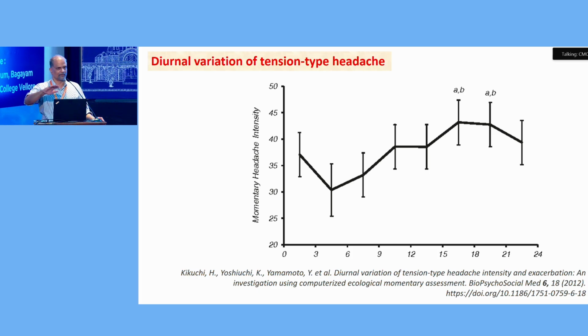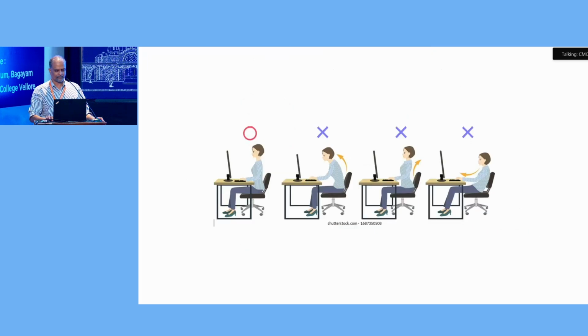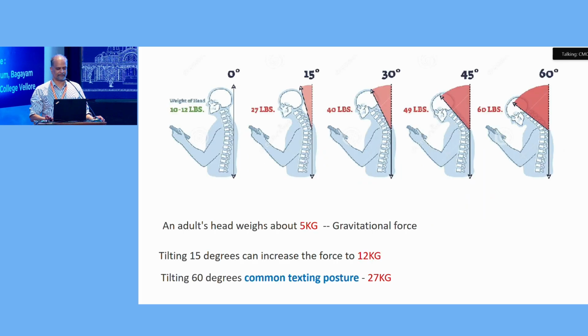That is, as the day progresses, the headache will increase, especially towards the evening. And the second clue is, if you palpate their scalp and the back, they can have tender spots, which can be easily palpated using your index and middle finger. Tension type headache is basically the muscles being stiff and that is causing the headache. One of the most important triggers is bad posture at work especially, and now especially use of cell phones.